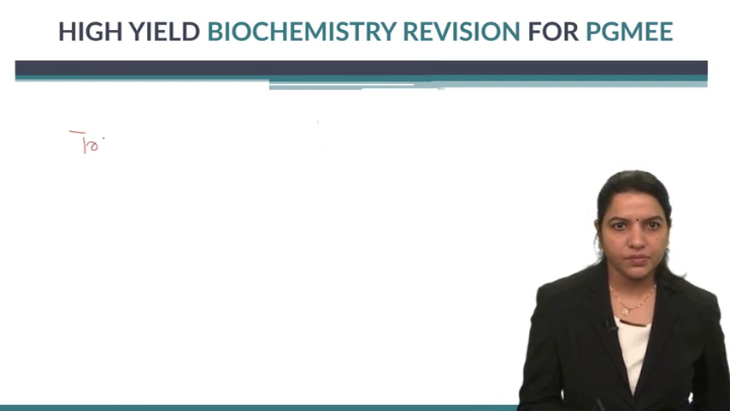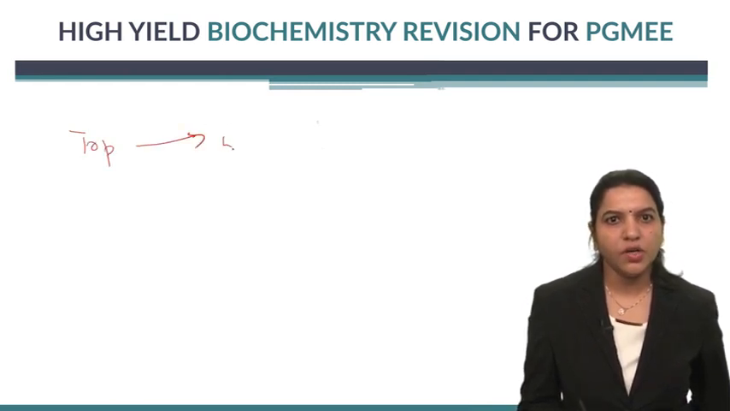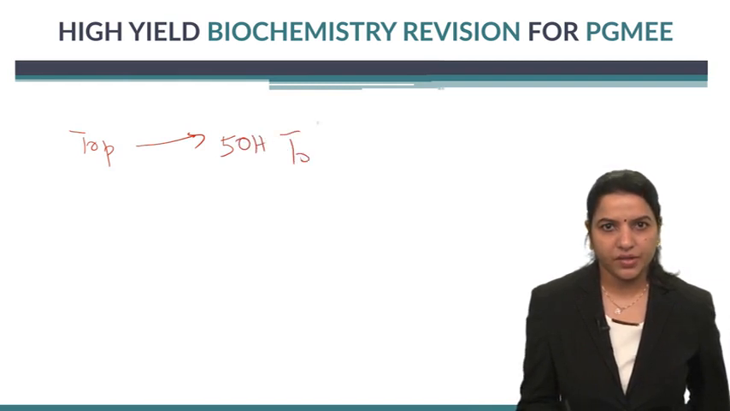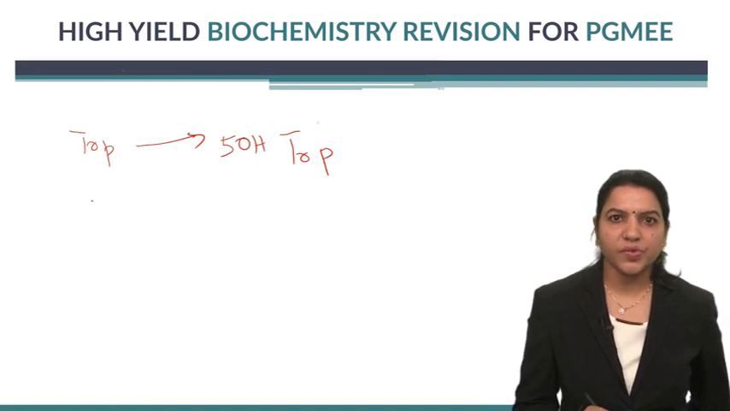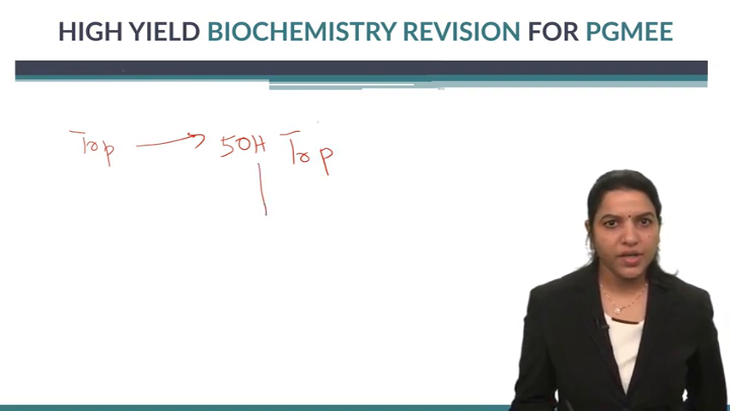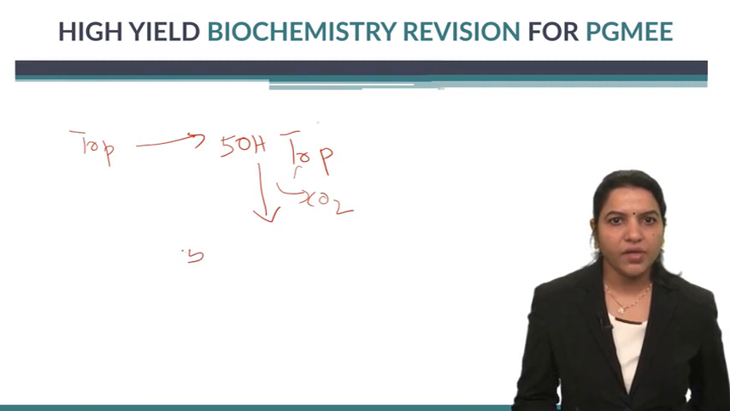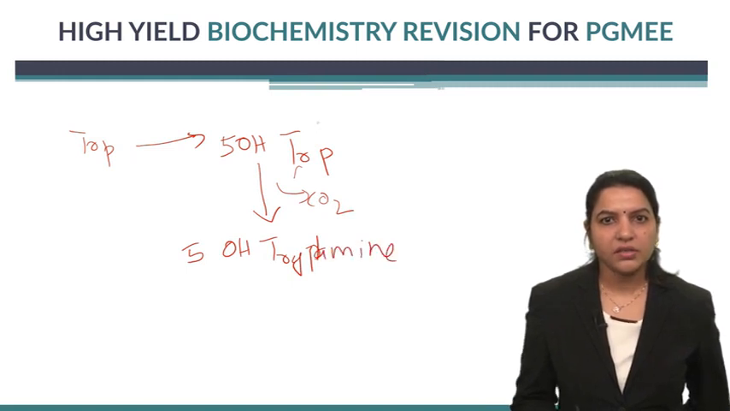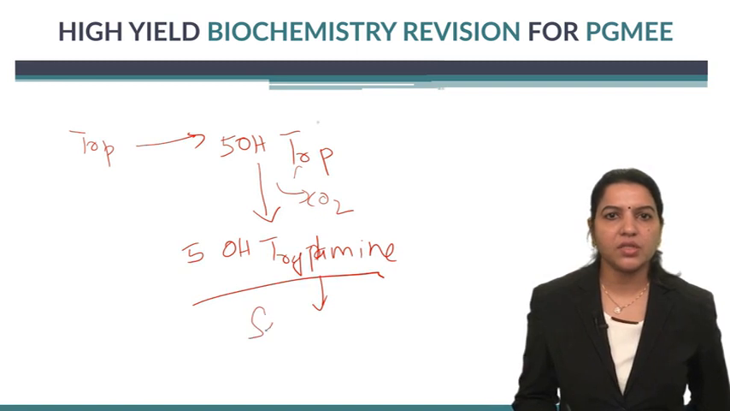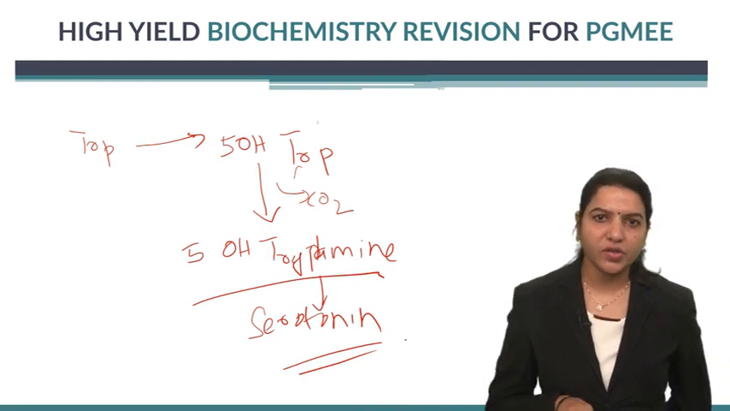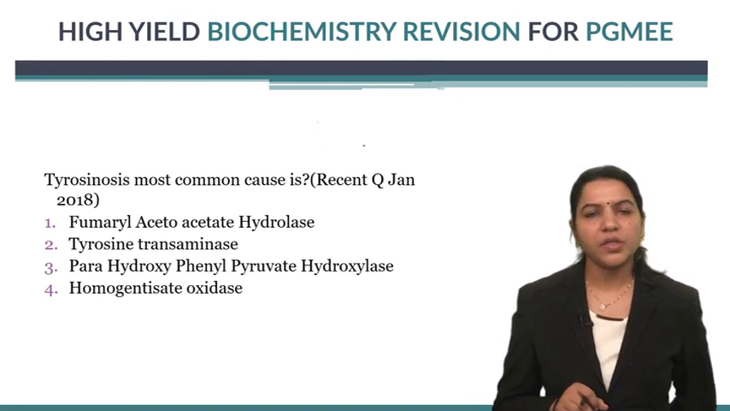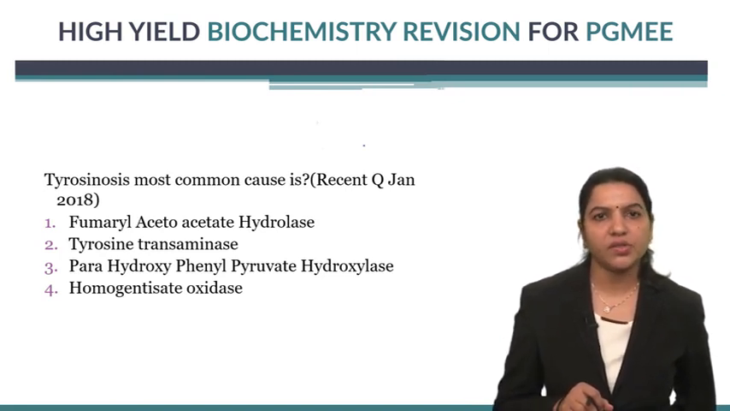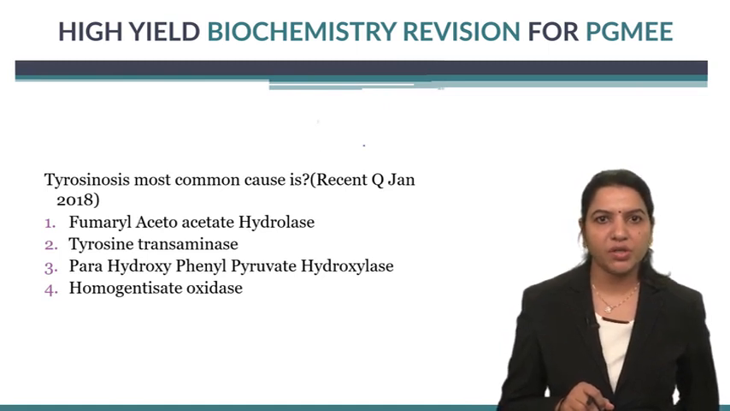The tryptophan is first hydroxylated to 5-hydroxytryptophan. This is by the enzyme tryptophan hydroxylase. Then the 5-hydroxytryptophan is decarboxylated to 5-hydroxytryptamine, and this 5-hydroxytryptamine is nothing but serotonin. So the question was, serotonin is 5-hydroxytryptamine.